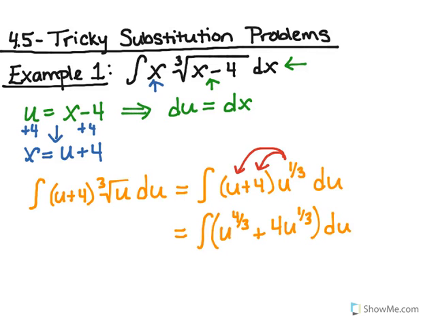Now I'm ready to use the power rule for antiderivatives. So here we go. The antiderivative of u to the 4/3 is u, add 1 to the exponent to get 7/3, and then I have to divide by 7/3 or multiply by its reciprocal. And now for the second part, I keep the 4, keep the u. I need to add 1 to the exponent 1/3 to get 4/3, and then divide by 4/3 or multiply by its reciprocal, 3/4. And then have a plus c.